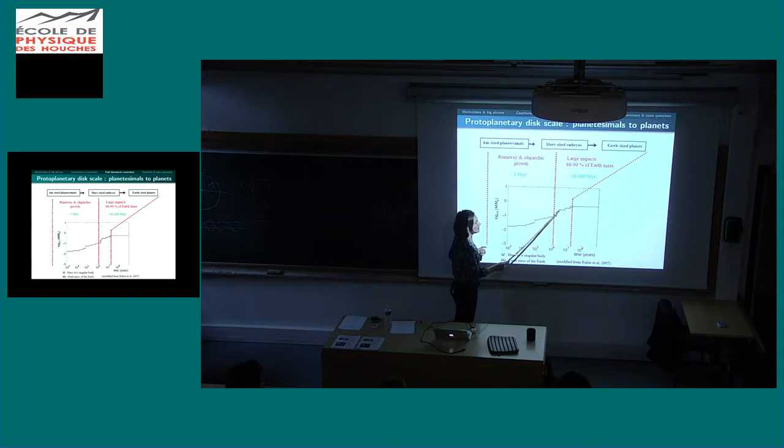Because you see that actually this event, which probably accreted between 70 to 90% of the Earth's mass, occurs through very few events, so very few large impacts. So very few large impacts will actually accrete a lot of Earth's mass.